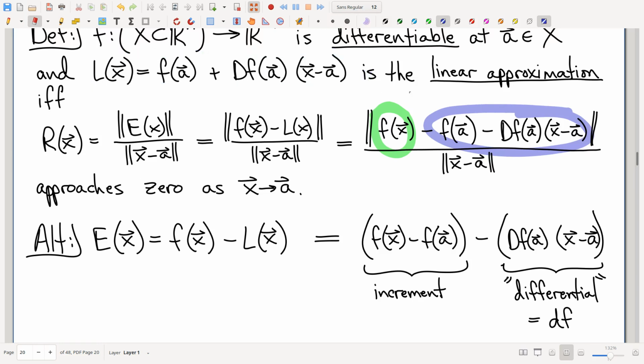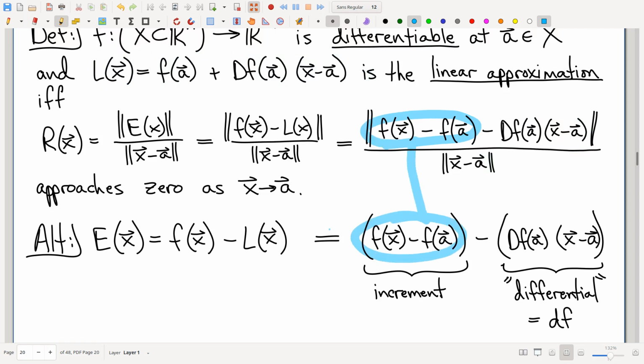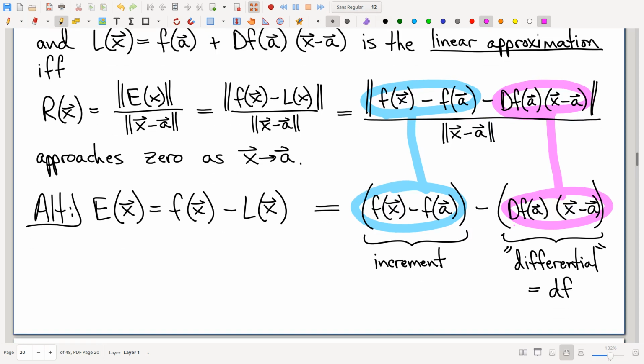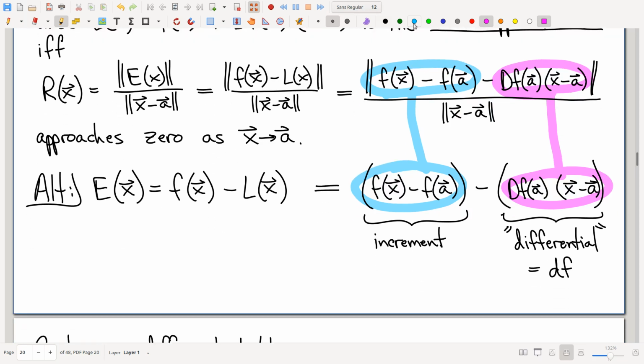Sure. Here's a different way to think about it. Just as good. Actual change in the value of the function minus estimated change in the value of the function. So you can think of this as a difference of values, or you can think of this as a difference of changes. Right? And so just a little bit of terminology. We're going to be using these ideas a lot going forward.